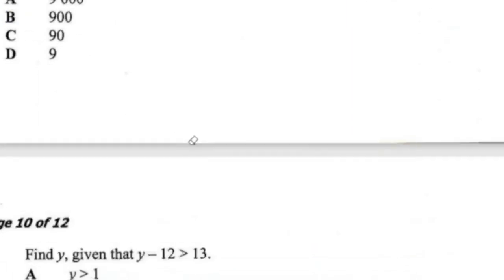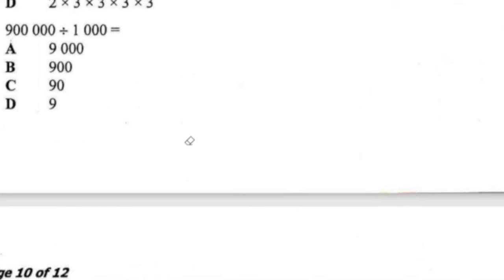Okay, we go to number 43, which is asking us to divide this number by this number. It's just simple. As we are dividing, we just cancel these zeros. I've cancelled the 3 zeros. So we divide 900 by 1, which will give us 900. The correct answer is B.